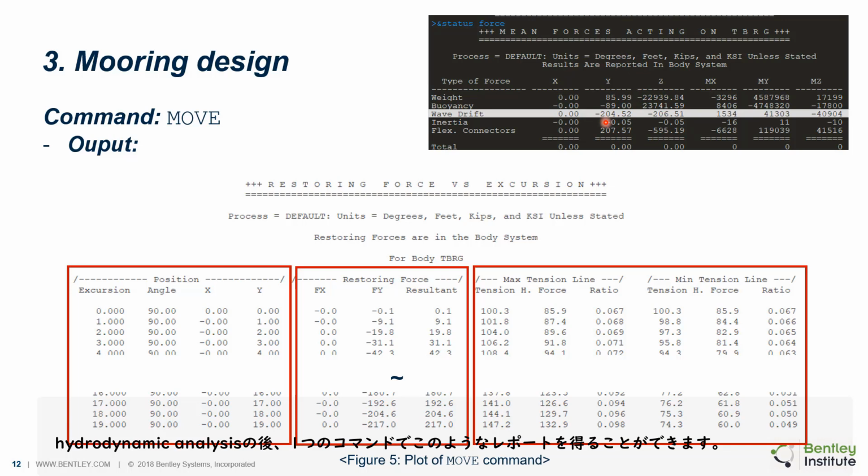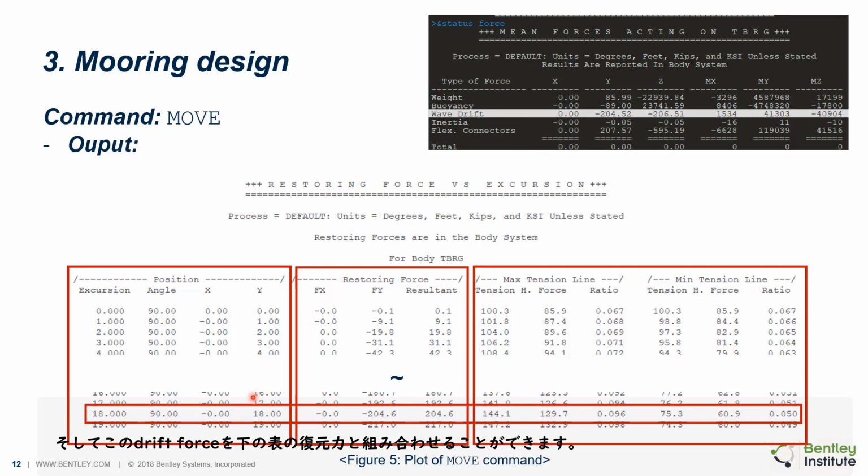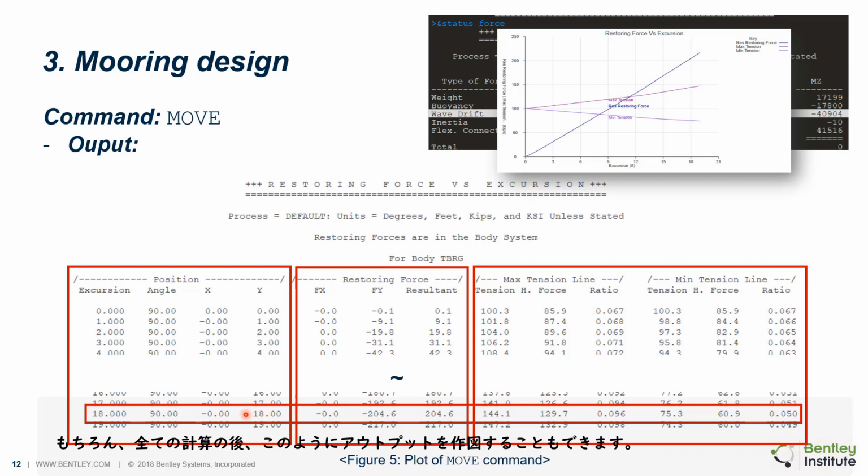After the hydrodynamic analysis, we can simply get this kind of report with a single command. As you see, we can check the mean wave drift force here. It is around 200 kips in the y direction. And we can match this drift force with the restoring force report in the table here. Then, we can approximate the offset from the initial position and also the line tension and the forces at the fairlead and anchor point in the system. Of course, after every calculation, you can plot the output like this. This is almost all about the command move.